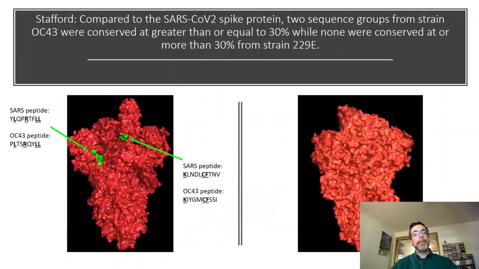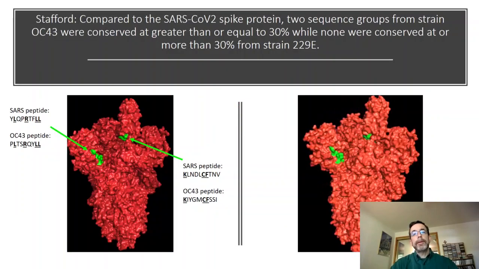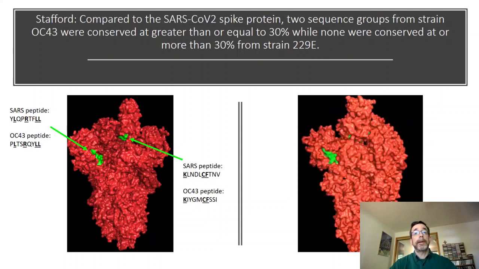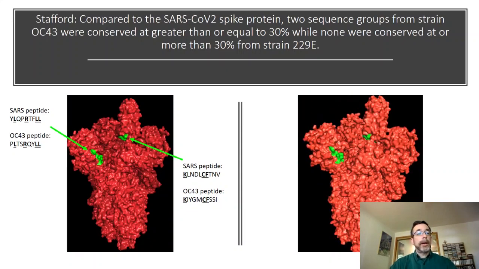And so just a couple of things that my students made. This is showing the spike protein and showing where the little snippets are that interact with the immune system. Suzanne Stafford made this picture. They found that the OC43, these are some snippets that are the same for OC43 and for SARS, the green parts. It's only a little bit of the protein, but that's all it takes for the immune system to be activated.